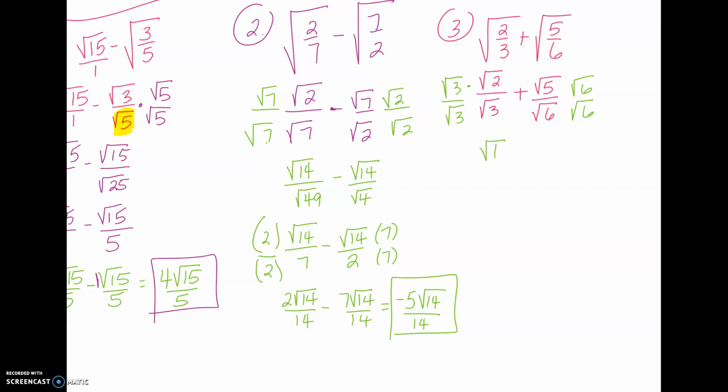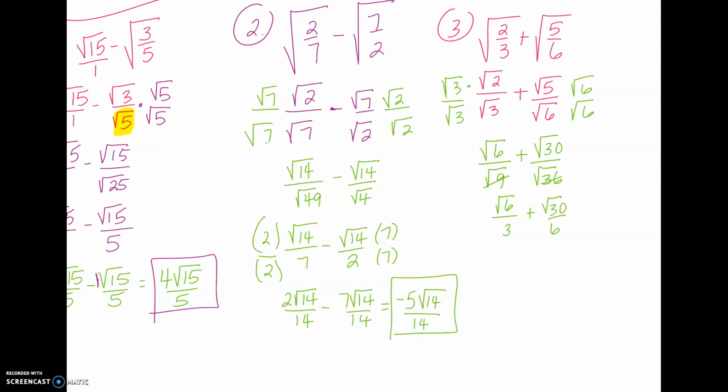3 times 2, that's the square root of 6. 3 times 3 is the square root of 9. If you can go ahead and simplify it, do it in that step and just make it 3. I'm just doing it out for all of you. 5 times 6, that's the square root of 30. 6 times 6, square root of 36. This is a perfect square. I now have the square root of 6 over 3. This is a perfect square. I now have the square root of 30 over 6.